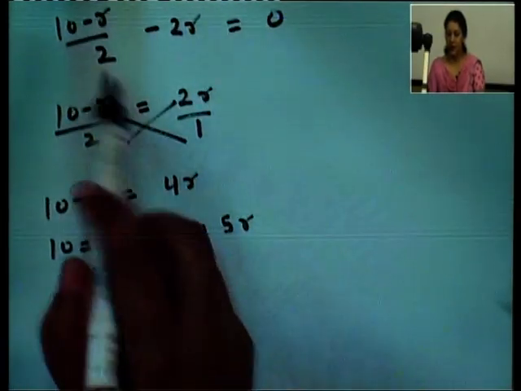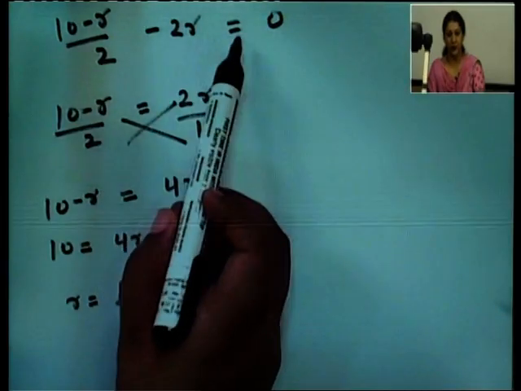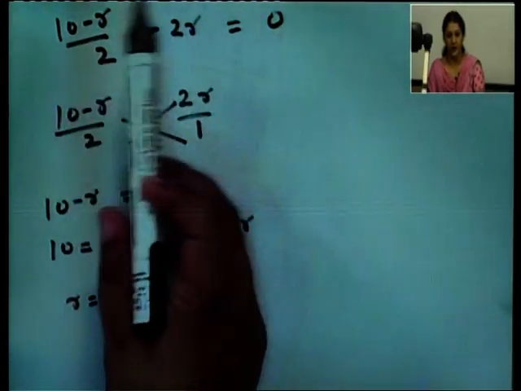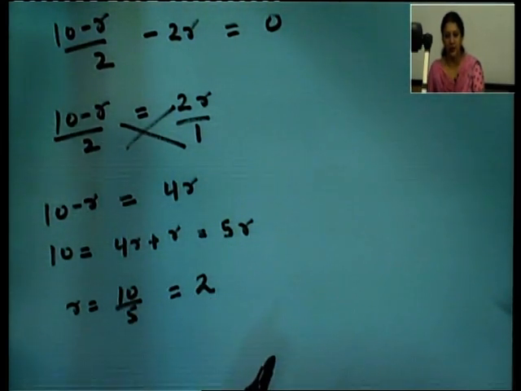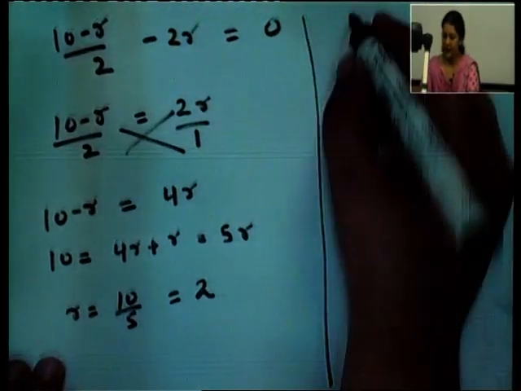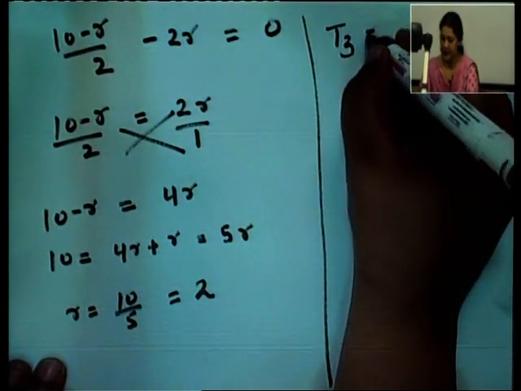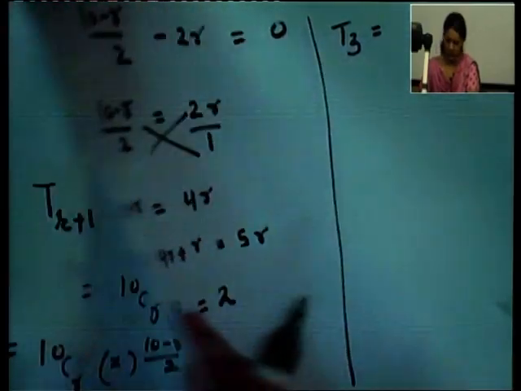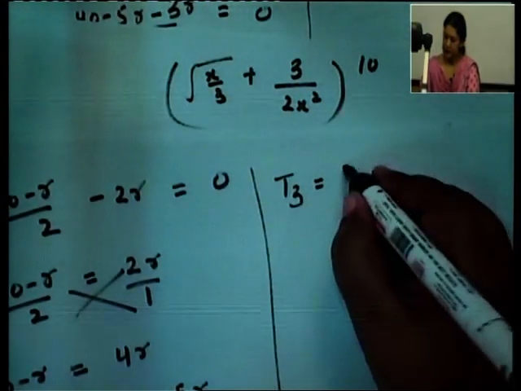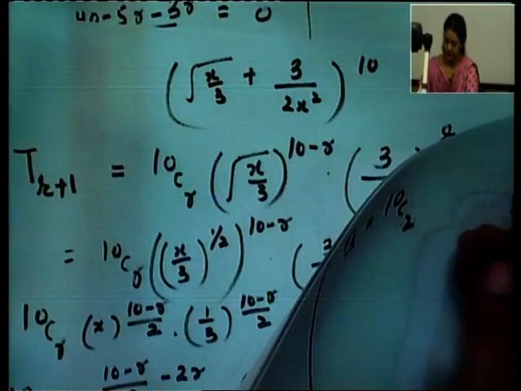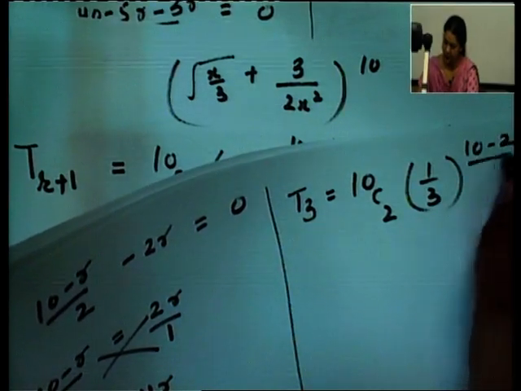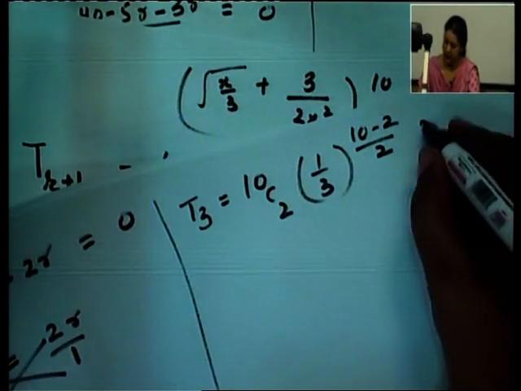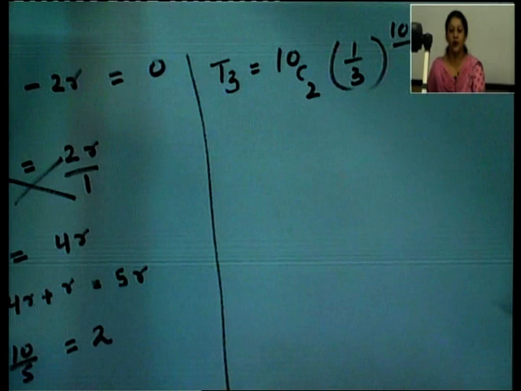So what have I done? I have put (10 minus r) upon 2 minus 2r equal to 0. By solving this equation, I get r equal to 2. That means the third term is the term independent of x. So what will I get? T3 is equal to 10C2 into (1 upon 3) raised to power (10 minus 2) upon 2 into (3 upon 2) squared. This is the term which is independent of x.